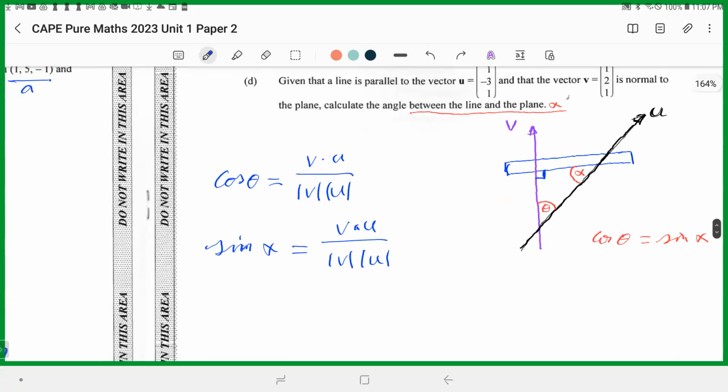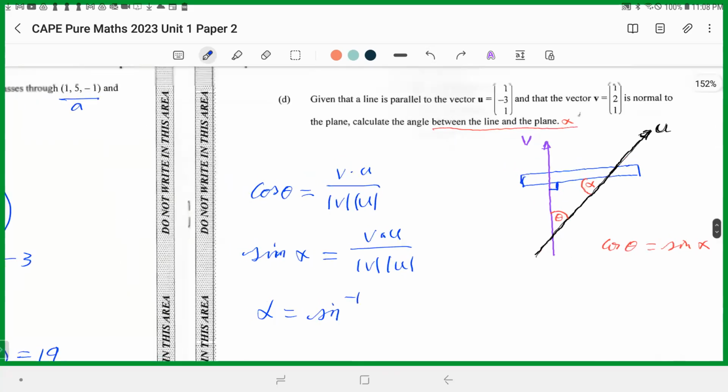Good. So alpha is going to be sine to the minus 1. We normally have cos to the minus 1, which becomes sine to the minus 1 of this now. What is u dot v? The scalar product between these two vectors. Let's just write it out now. Scalar product over modulus product. The scalar product is 1 times 1, which is 1. Then negative 3 times 2, which is negative 6. Then 1 times 1 again is 1.